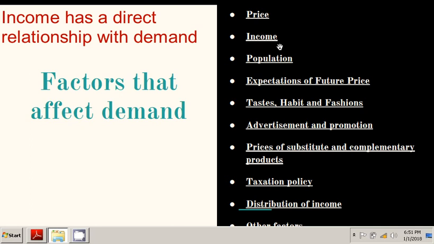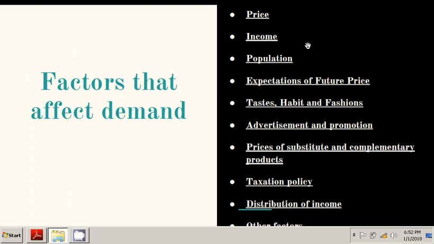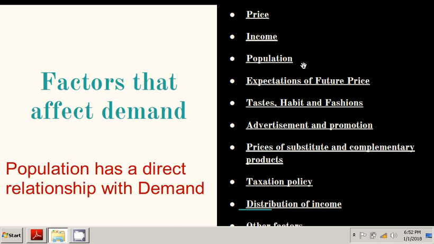This is pretty obvious. The third factor that affects the demand is the population. An increase in population leads to higher demand. More the number of people in the economy, higher will be the demand.